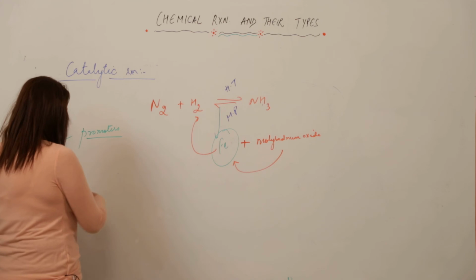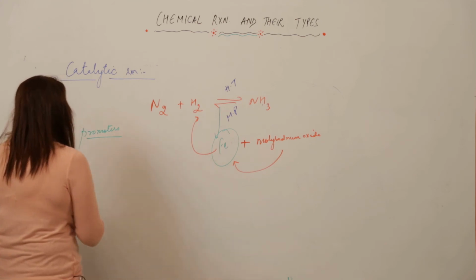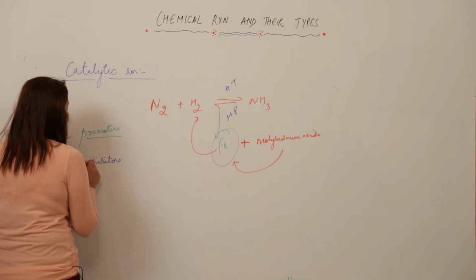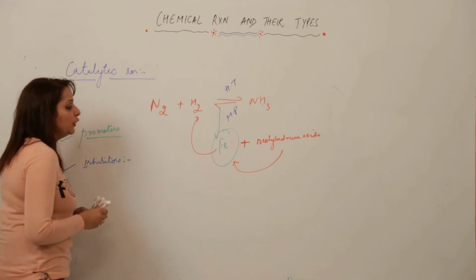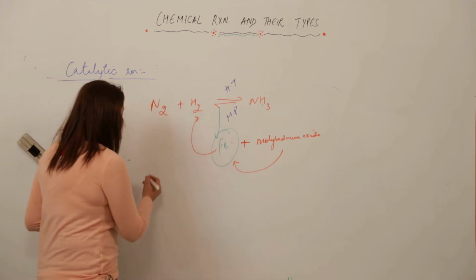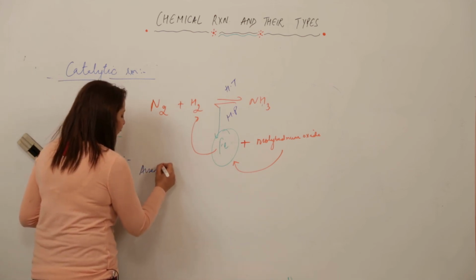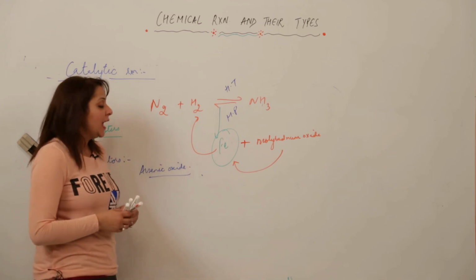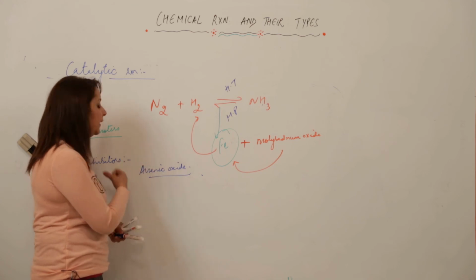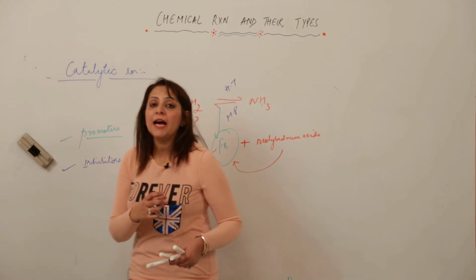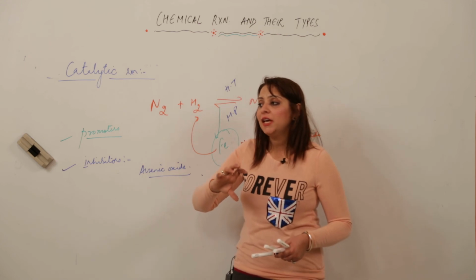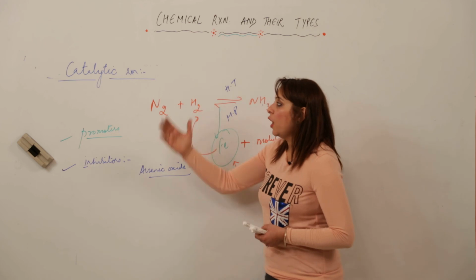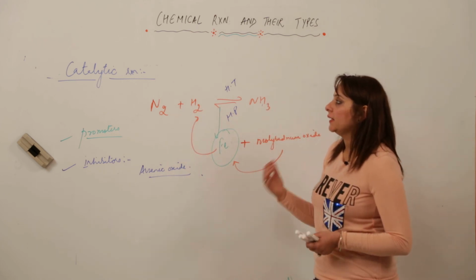In the same way as we have promoters, we have catalytic inhibitors as well. That means we use the catalyst, but to restrict the activity of the catalyst, we use inhibitors. For example, arsenic oxide. Arsenic oxide acts in our human body as a catalytic inhibitor during the activity of enzymes in many biochemical reactions. So this is how we classify the reaction under the catalytic reaction.